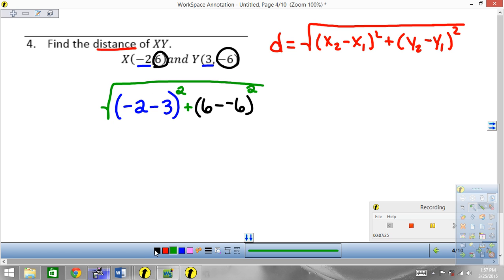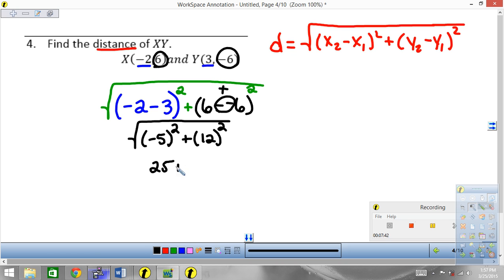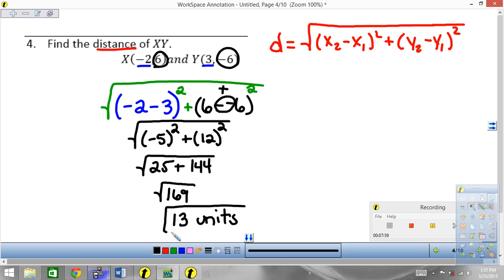We'll simplify and we get negative 5. Remember, it's very important to put your negative 5 in parentheses. These two negatives turn to a positive, so we get 12 squared. Negative times a negative is a positive, so we get 25. 12 times 12 is 144. Combine those and we'll get 169. You can use your calculator or know that this is a perfect square and the perfect square of 13. So the distance between these two is 13 units.